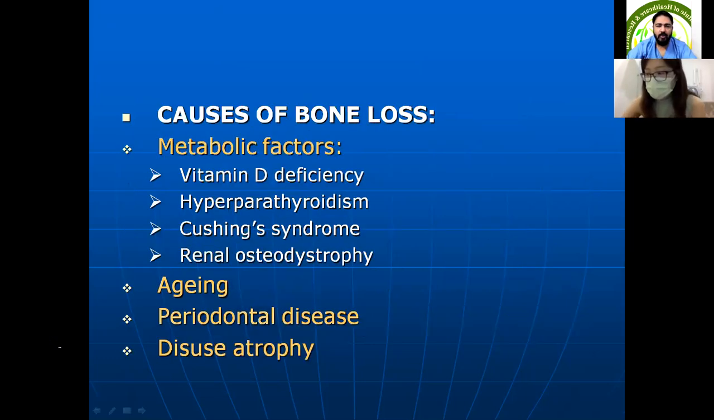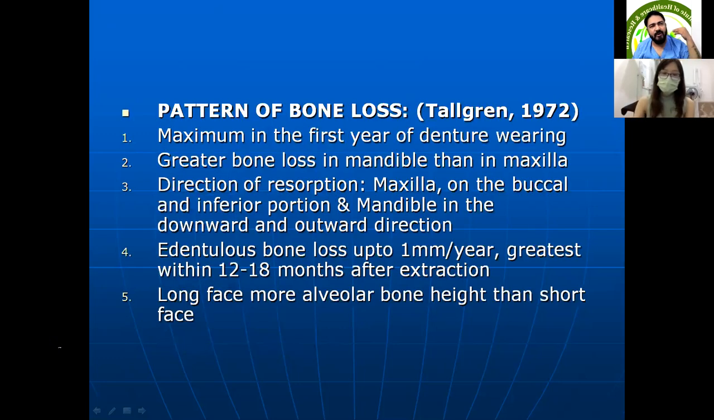What are the various causes of bone loss? Metabolic factors such as vitamin D deficiency, hyperparathyroidism, Cushing syndrome, renal osteodystrophy, aging, periodontal diseases, disuse atrophy. Sometimes when the patient is not wearing any denture, the ridge starts resorbing because there is a continuous process of remodeling in the ridge. There is a deposition of the bone also, and there is the resorption of the bone also.